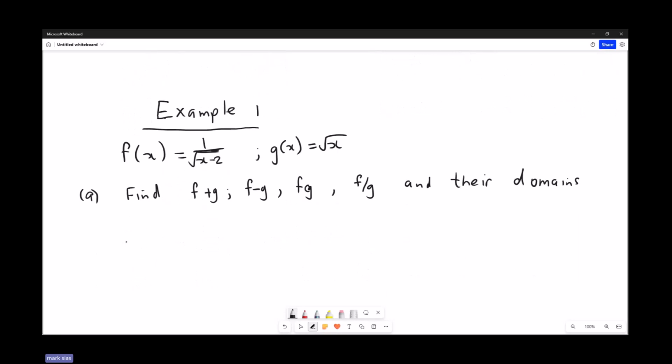Okay, guys, question now. Let's do the A part. Let's consider F plus G. Let's write down F. So I want us to find F plus G, and then maybe we can do the rest and then look at their domains. Let us get F of X plus G of X.